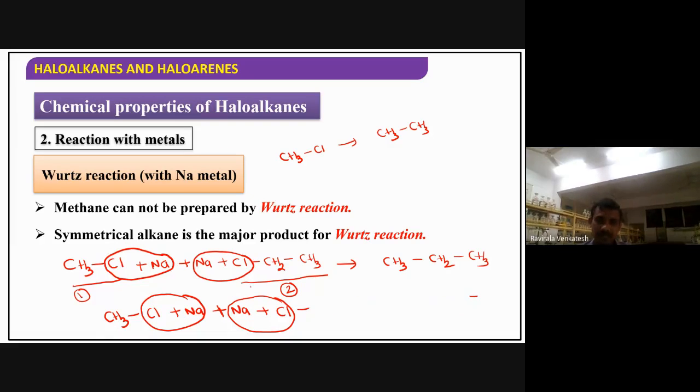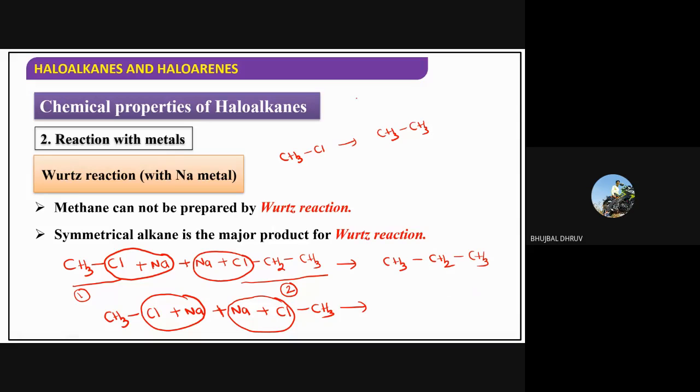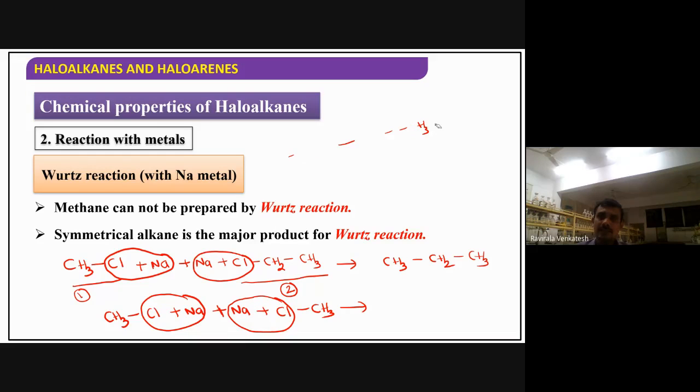Same thing I have taken. Now I will take the same thing, CH3Cl. So what are we going to get here? What is the name of the product here? Tell me. Ethane we are getting actually. Ethane, CH3, CH3. If I take only these, this is the thing.